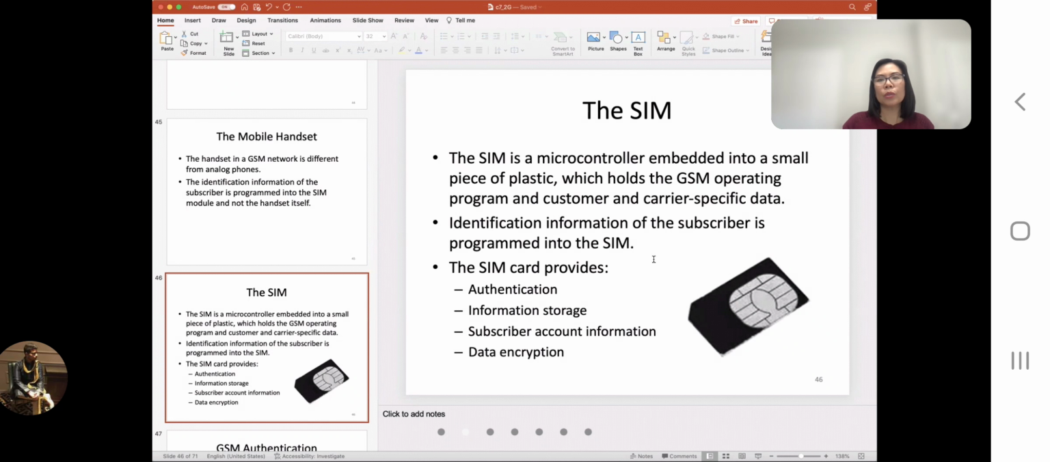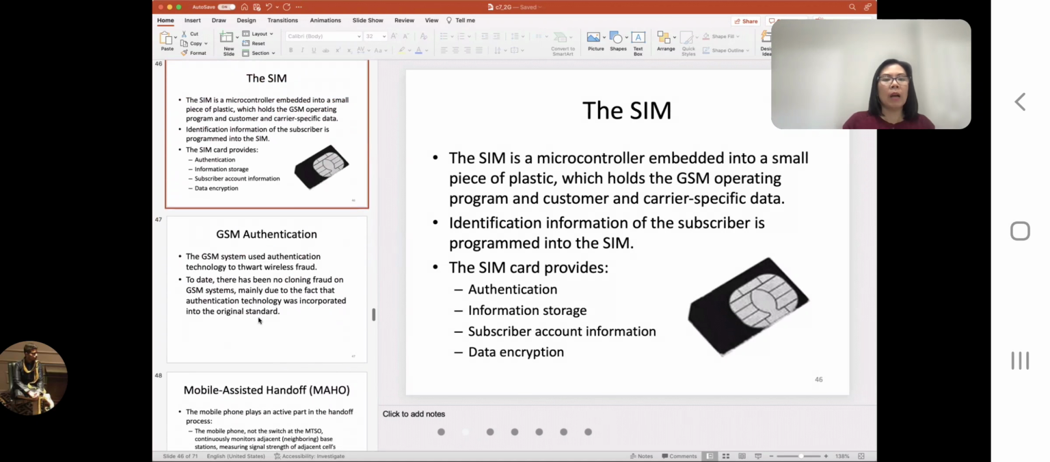It's basically a microcontroller, and it holds the GSM operating program, the customer data, the carrier-specific data, and the information of the subscriber. That's why every time you change to another carrier, you need to change the SIM card in your phone, right? The SIM card provides authentication, information storage, subscriber account information, data encryption, and so on. It has several functions.